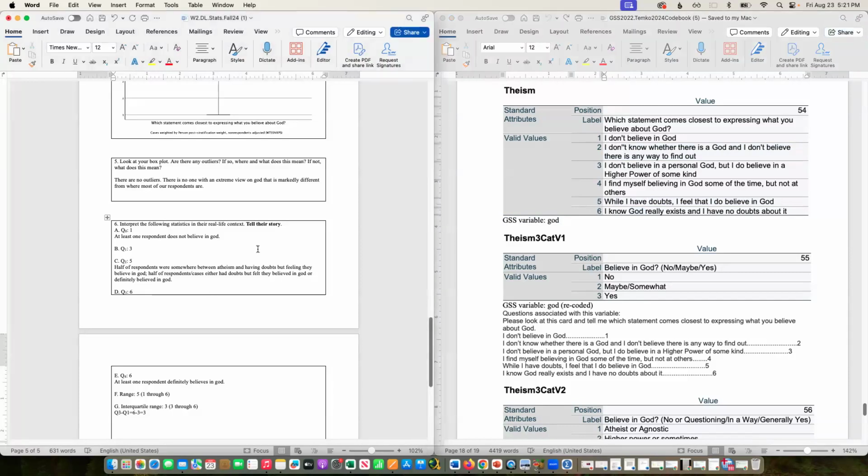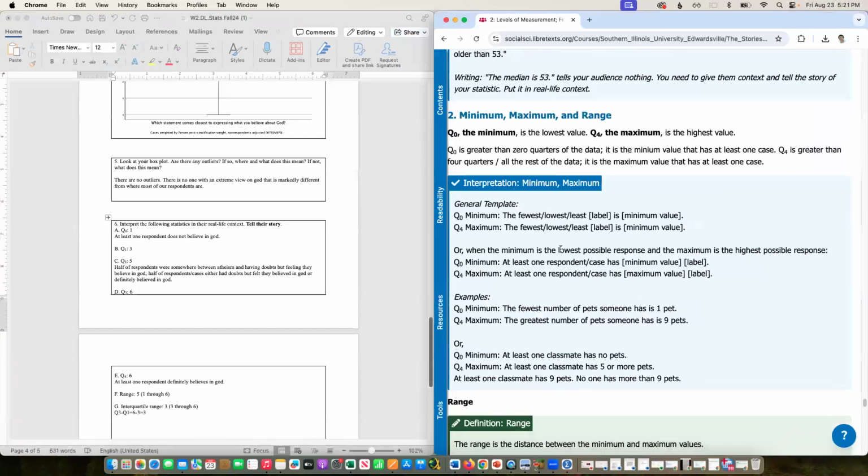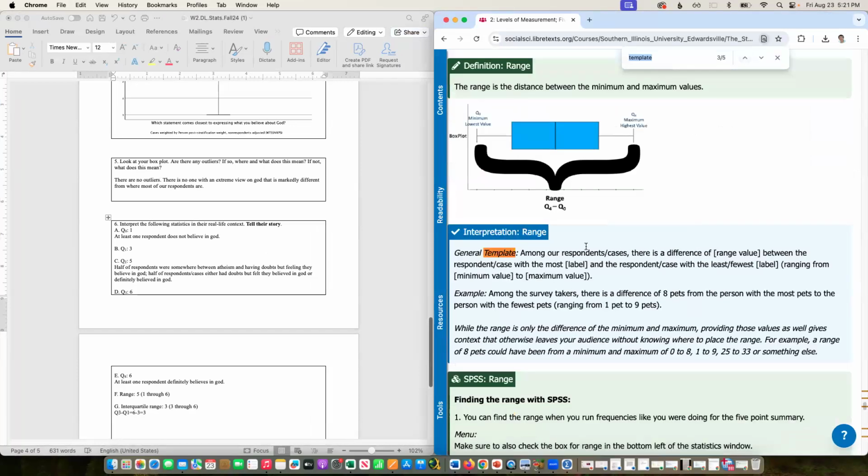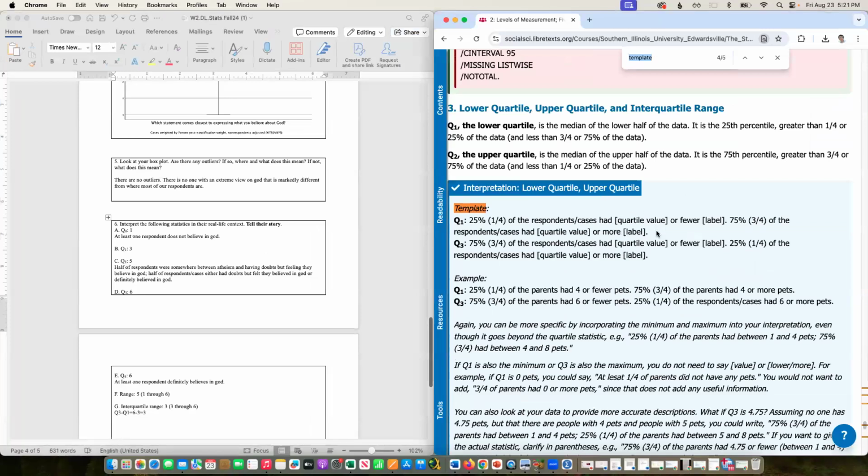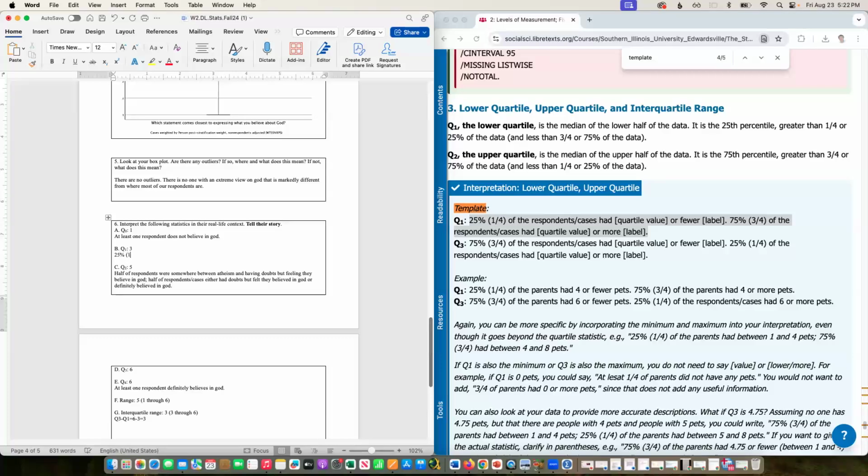Okay, so now let's look at our quartiles. What's the range? Back to that. Okay, lower quartile and upper quartile. So the first one, the lower quartile, we're going to say 25% or a quarter of respondents were at 3 or lower. And that means that 75% or 3/4 were at 3 or higher.